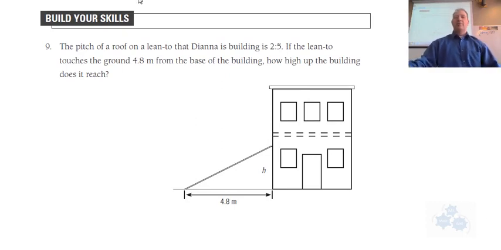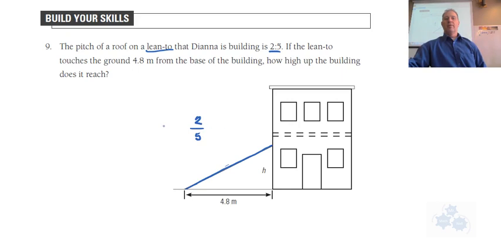All right. The pitch of a roof on a lean-to. Have you ever heard of that before? A lean-to is just like a little addition to a house that's leaned up against it. So the pitch of the roof of a lean-to that Diana is building is 2 to 5. That means the slope, guys, is 2/5, or the rise over the run.